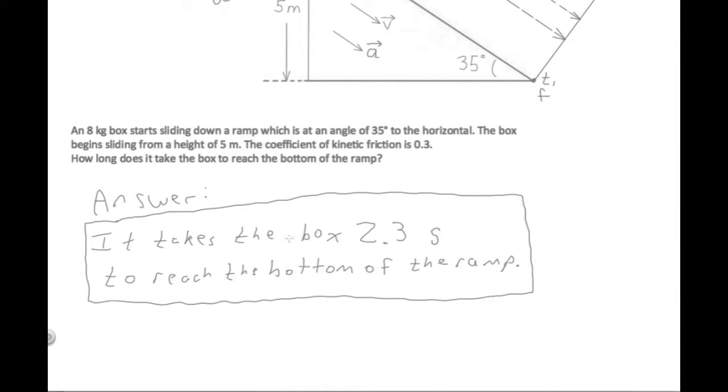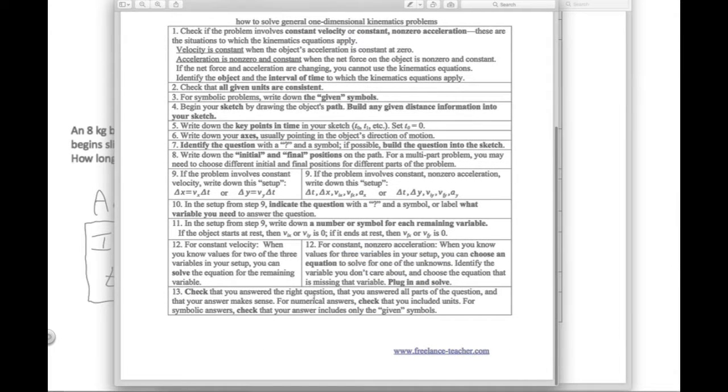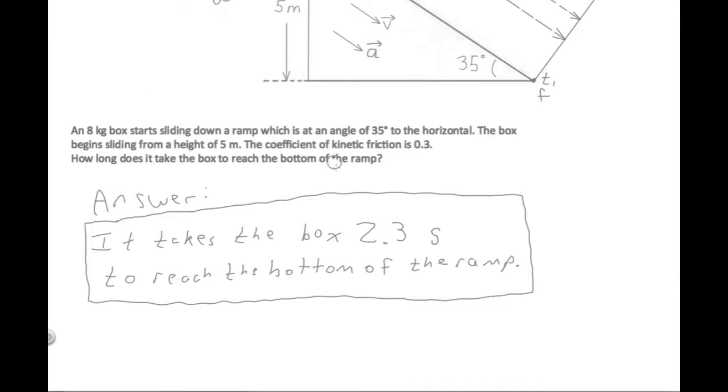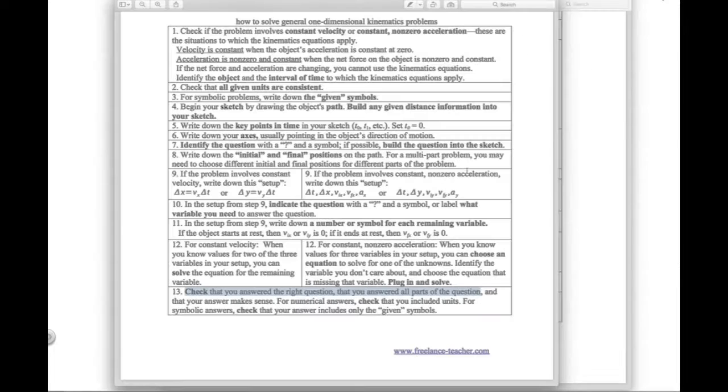Okay, so I've gone ahead and written the answer to the question here, so we can make sure that we've done our last step. Remember that at the end of the problem, you want to check that you answered the right question and that you answered all parts of the question. So for example, this question could have asked you, say, how quickly is the box moving at the bottom of the ramp? So make sure we answered the right question. It's not asking that, it's asking how long it takes. And are there any other parts of the question? Well, no, not in this case.